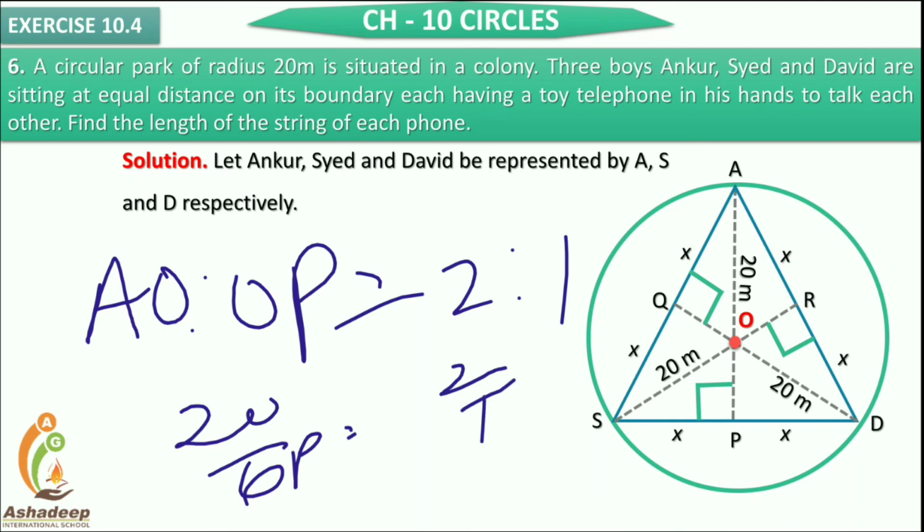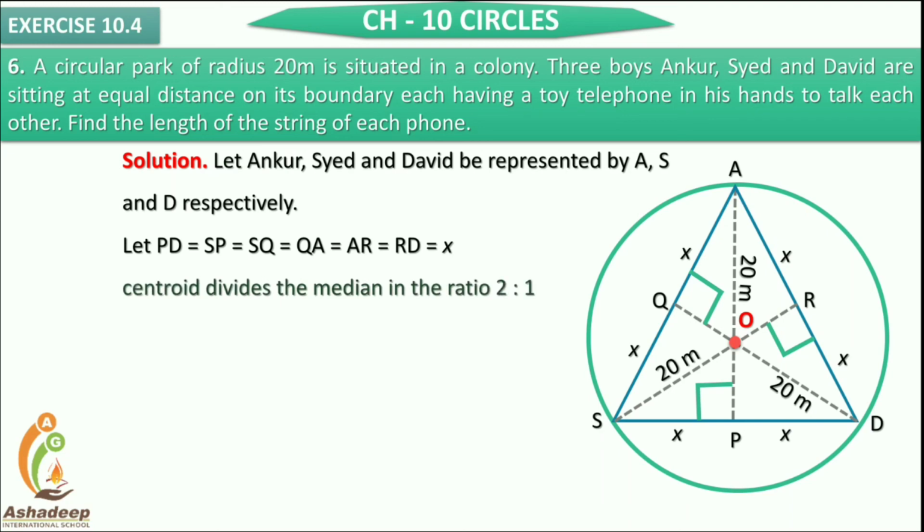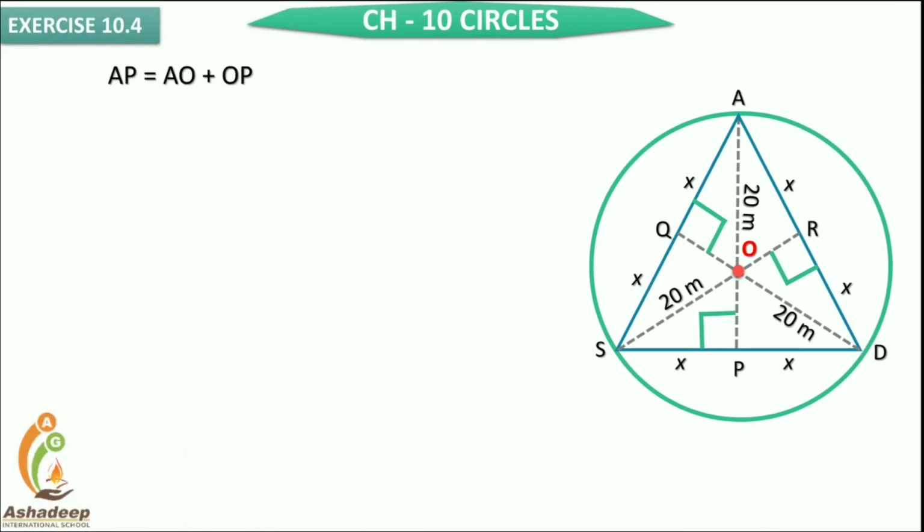तो अब क्या करेंगे भाई, ये ऊपर चला जाएगा और ये नीचे चला आएगा. So OP is equals to 20/2, so OP is going to be 10, right? See, these things you have to write on your own. Centroid divides 2:1, AO upon OP is 2:1, 20 upon OP is equals to 2/1, so OP is equals to 10 meter, right? So AP is equals to 30.